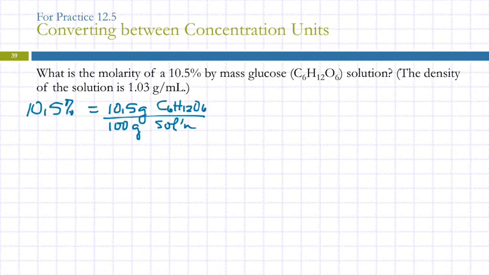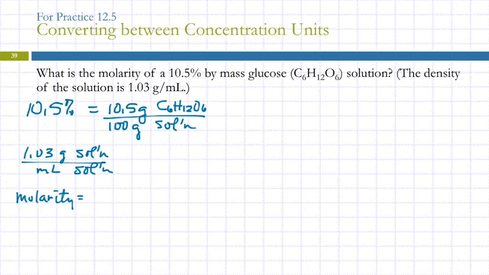And then we're also given a density, 1.03 grams per milliliter. That's the density of the solution. So it's the mass of the solution divided by the volume of the solution. And then they're asking for molarity. So molarity equals what? Moles per liter. So moles of glucose per liter of what? Solution.